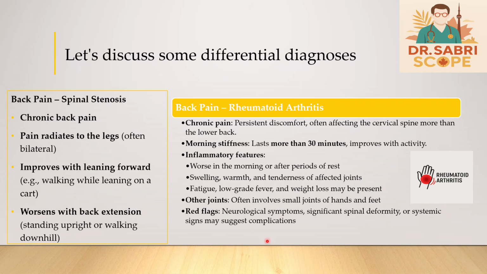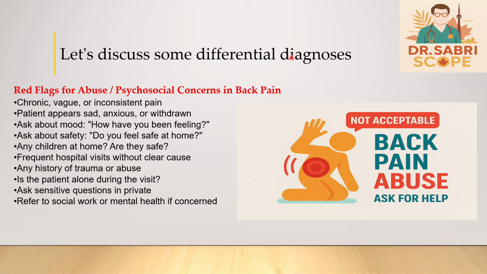Also keep in mind if there are any neurological symptoms, significant spinal deformity, or systemic signs that suggest complication. This could necessitate urgent referral to the hospital or urgent consultation, depending on the situation and the condition of the patient. If you suspect the back pain could be related to abuse or a psychological concern, there is something to keep in mind.